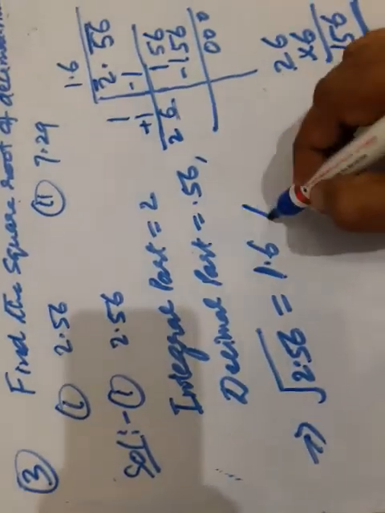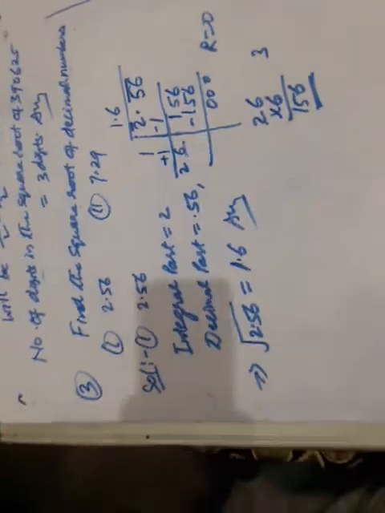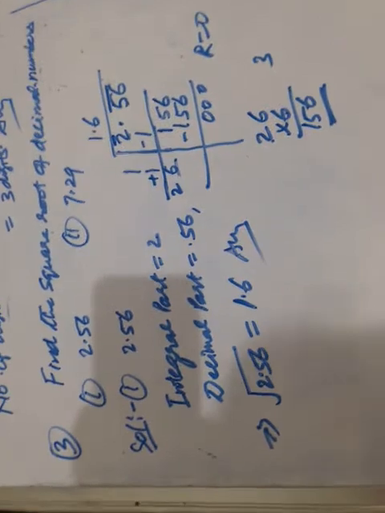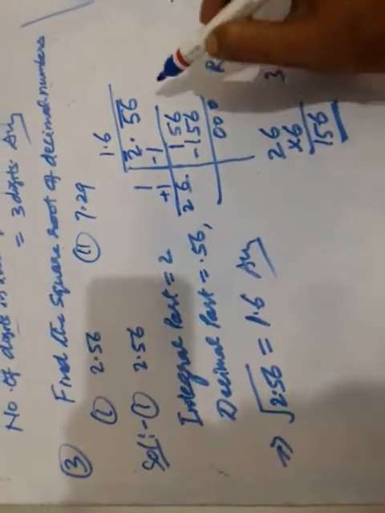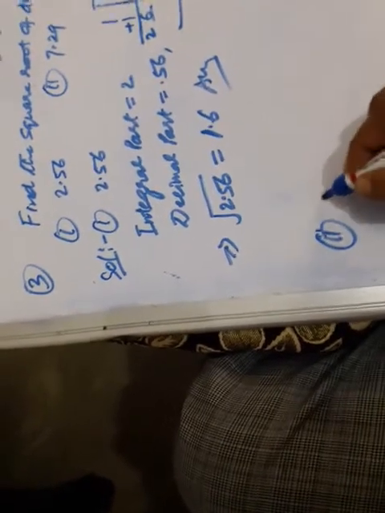Okay, children. So what did you see? Square root of 2.56 equal to 1.6. This is how we have to proceed. Here, children, it is very much important how you make pairs. If you make the pairs and put the bars correctly, then you will proceed on the right path. Now let us see the next question, that is the second part.